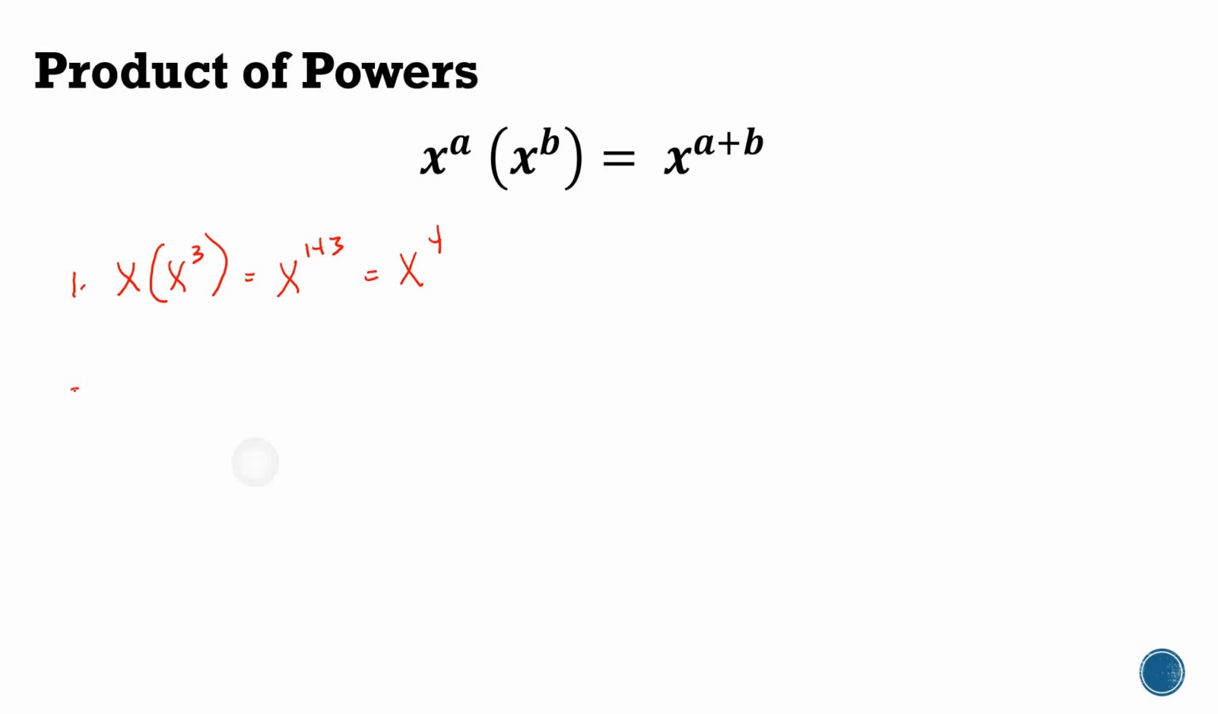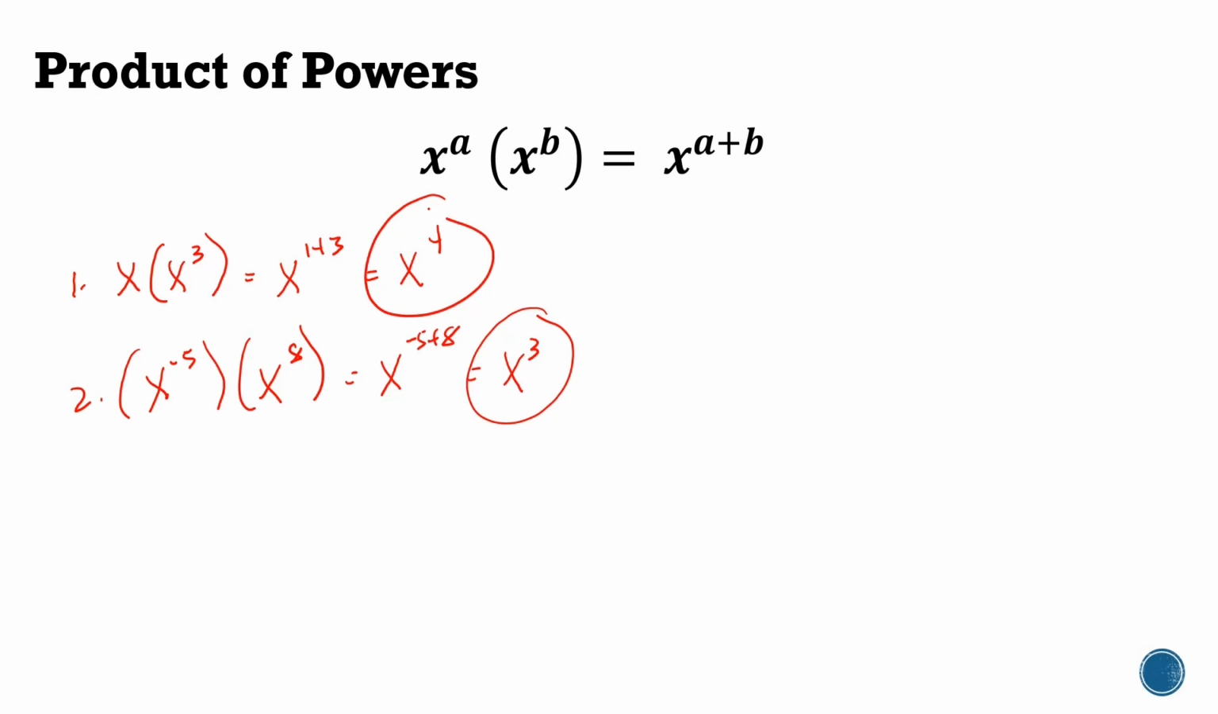Okay. Another example is, let's say we have x raised to negative 5 times x raised to 8. So here it's going to be negative 5 plus 8, and that is equal to x raised to 3. Okay.